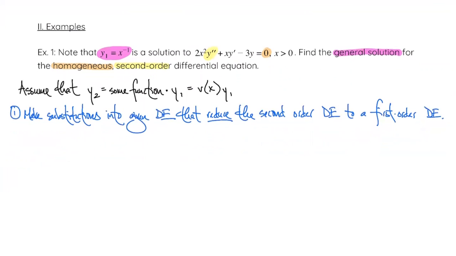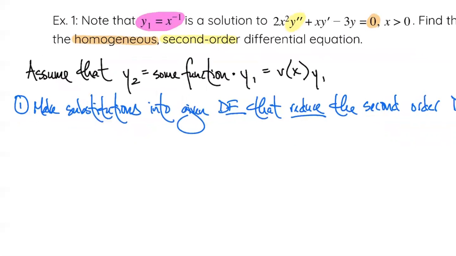So let's take a look at these substitutions. I'm going to take this expression, and instead of saying v of x, I'm just going to call it v because y is also really y of x. Okay. So one of the substitutions I'm going to make is that y2 equals v times y1.